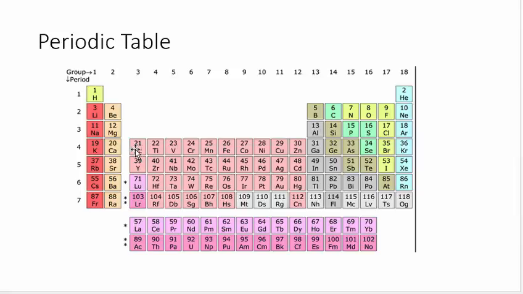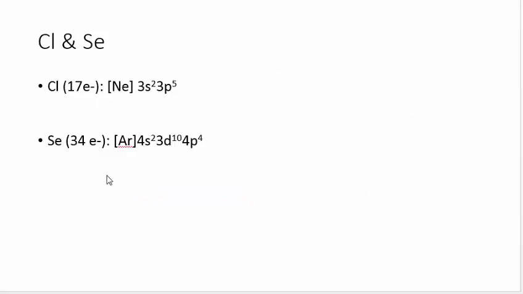And I want to remember that the D energy level is always one less than the period that these elements are in. So this is the fourth period. This is going to be 3d1, 3d2, 3d3, 3d4, 3d5, 3d6, 3d7, 3d8, 3d9, 3d10, and then 4p1, 4p2, 4p3, 4p4. So selenium with my 34 electrons, I use argon in brackets, and then 4s2, 3d10, 4p4.